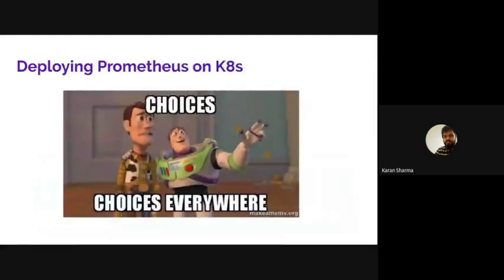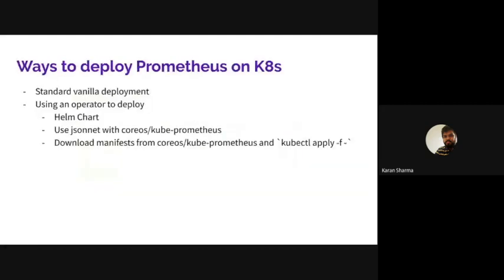But I've seen some people struggle with deploying Prometheus in Kubernetes as well. Even I struggled when I was just installing and testing it out. There are just way too many ways to deploy and get started with Prometheus in Kubernetes. One is the standard vanilla deployment. The other is the operator, which is the CoreOS Prometheus operator. If you decide to do one of those, you also get different choices like a Helm chart, or there's another project, kube-prometheus, which uses Jsonnet and all of that.